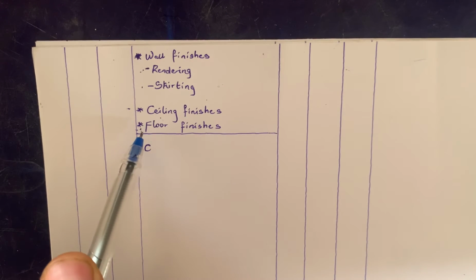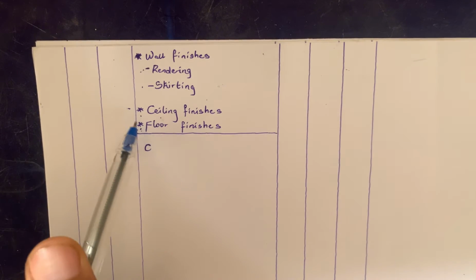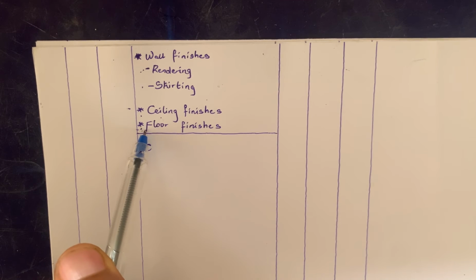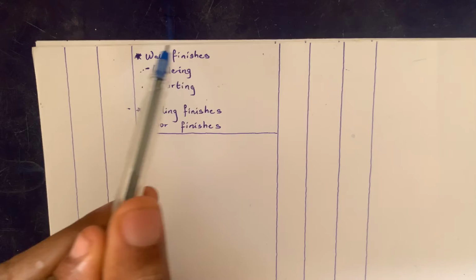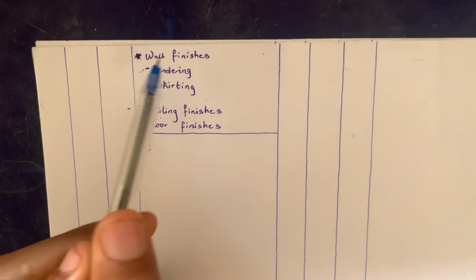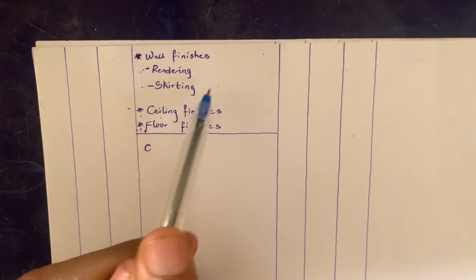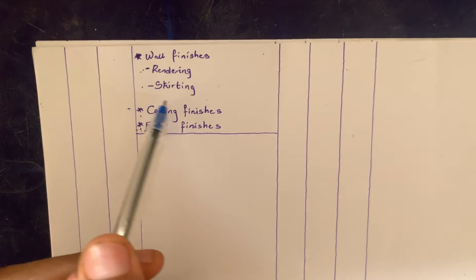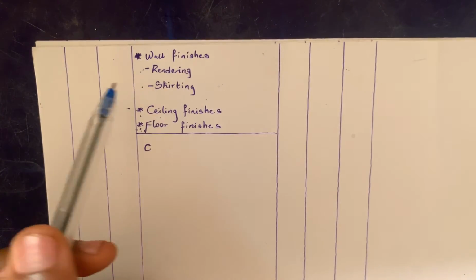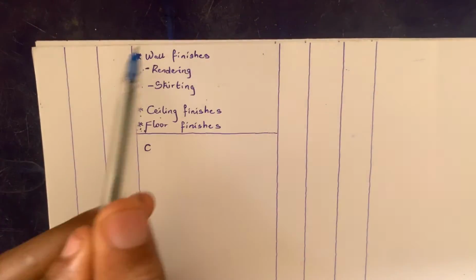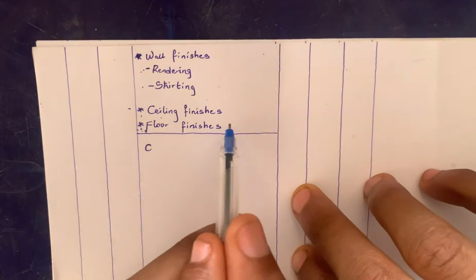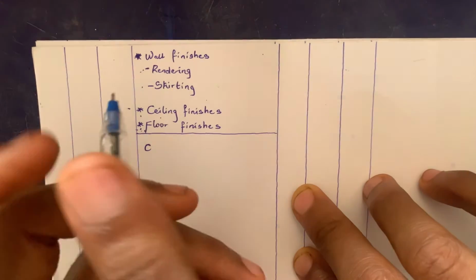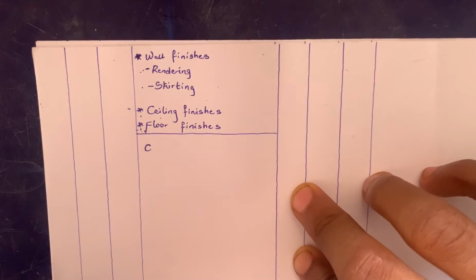First, I'm going to be starting with the ceiling finishes and the floor finishes because they are very easy to understand. Meanwhile, the wall finishes is also easy, however it is cumbersome because there are certain calculations that need to be done. So I'm going to leave the wall finishes for last. So first, in this video we're going to be treating the ceiling finishes. So let's get right into the video.